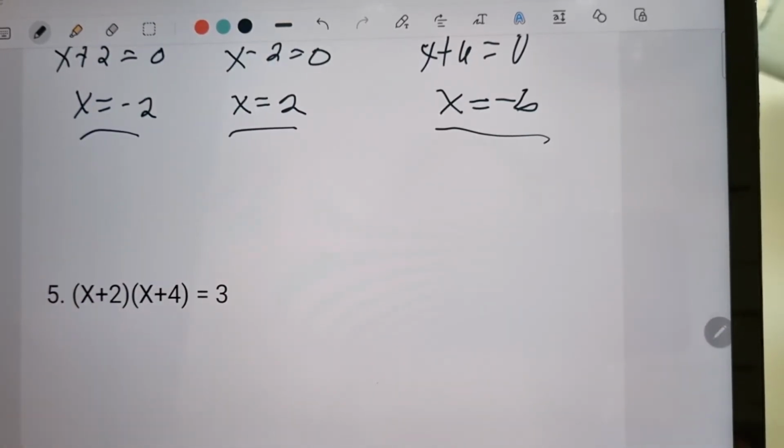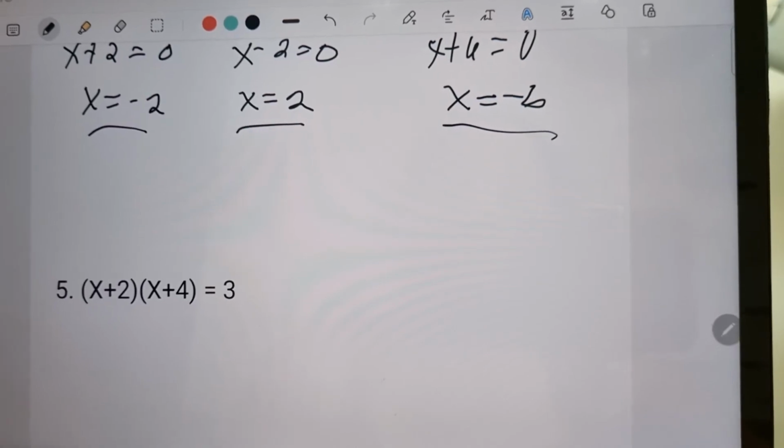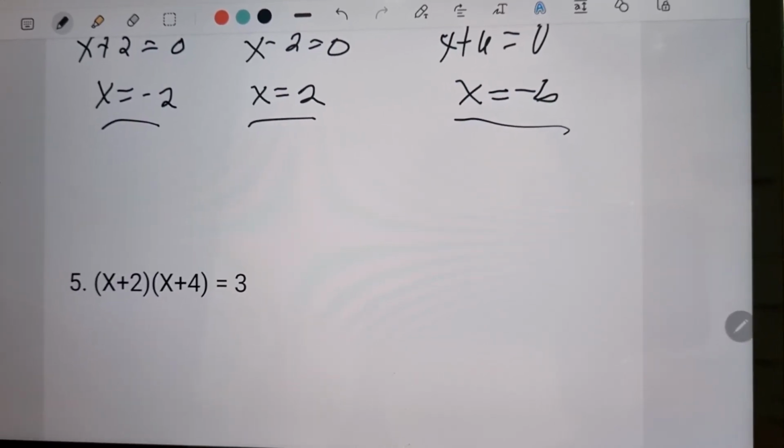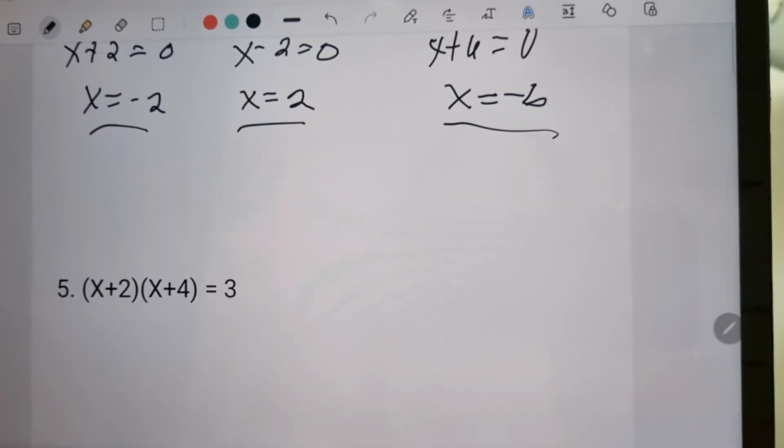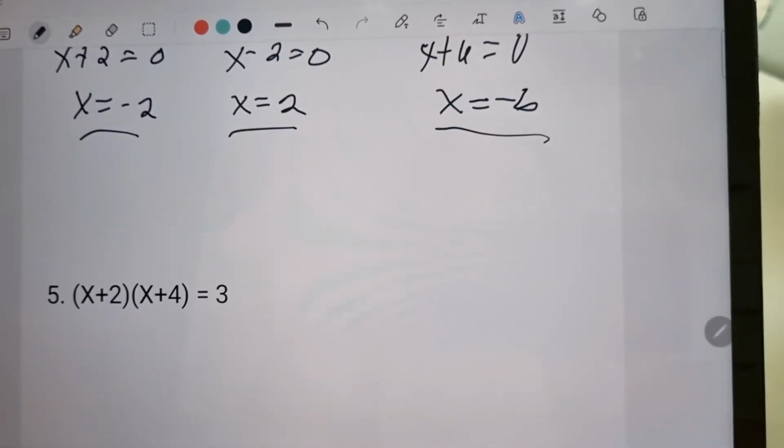So what does it mean? Ibig sabihin, yung degree of polynomial ay magdedetermine kung ilan ang values ng x or ilan ang solution natin doon. Solving polynomial equation is simply solving for the values of x. So yan ang tandaan nyo ngayon. Ibig sabihin, pag ang polynomial natin ay 4th degree, ibig sabihin meron tayong 4 na solutions doon. Or 4 na values ng x.